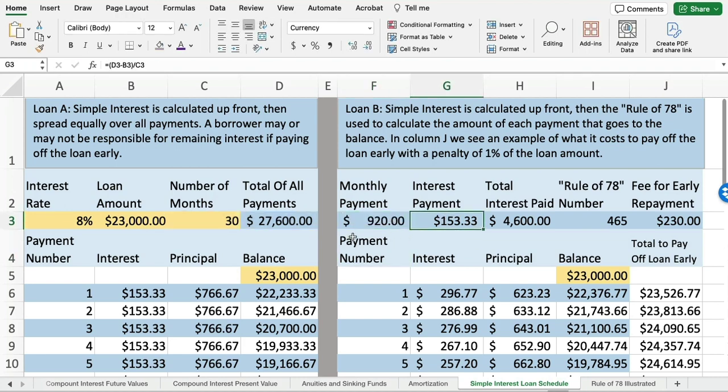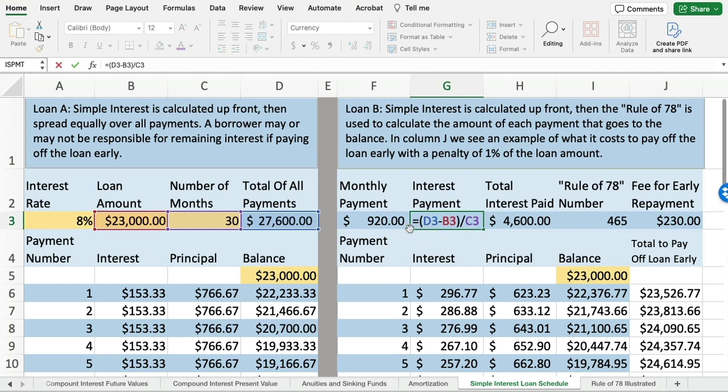Going over to column G, that's going to be our interest payment. That tells us what the interest payment would be if it was evenly spread over each month. So equals parenthesis D3 minus B3 close parenthesis slash C3. That's what you need there for the interest payment.